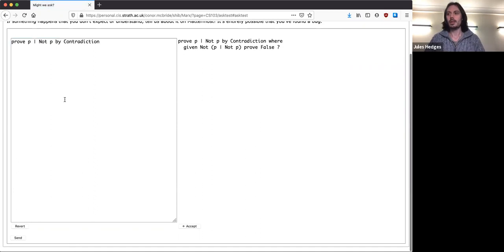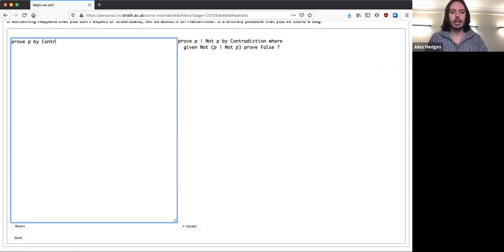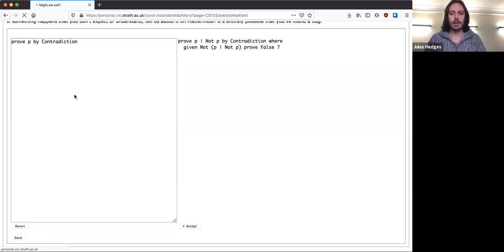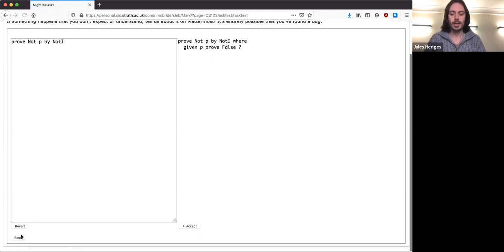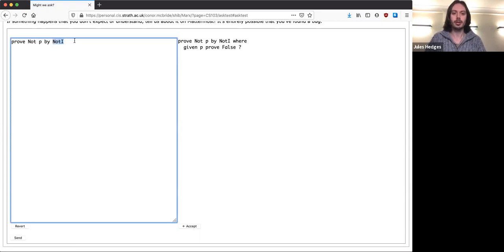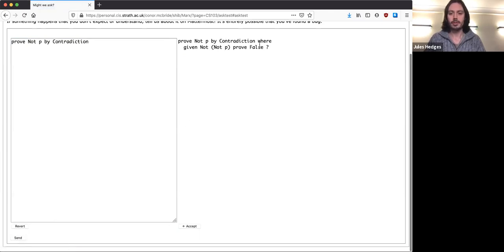Okay, so our new proof rule is called by contradiction with a capital C, because ask is case sensitive. So if I say prove P by contradiction, then ask says we have to prove false given not P. The proof rule by contradiction is quite similar to not introduction. If I say prove not P by not introduction, then ask says we have to prove false given P. If I instead say prove not P by contradiction, then we also have to prove false, but instead of being given P, we're given not P.